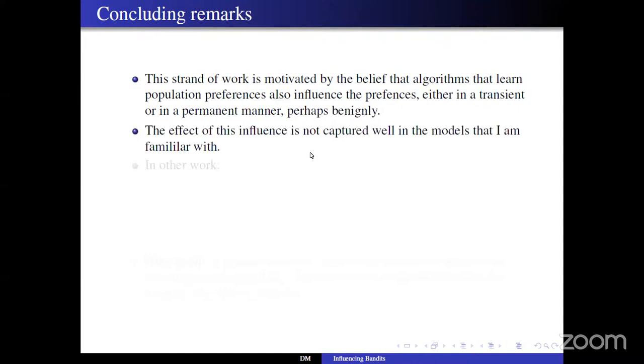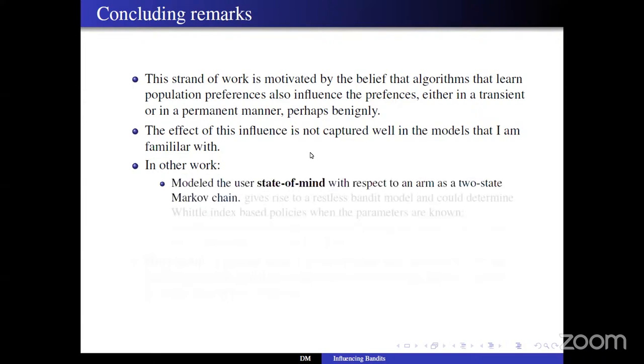So the effect of this influence is not captured well in the models that I can use. If there is a model that does capture it, please let me know. In other work, from some other pieces of work that I've done, one is where I capture that the user has a state of mind. There's only one user in that model. The state of mind is with respect to each arm, that is, how much will I like this arm if I am given it.